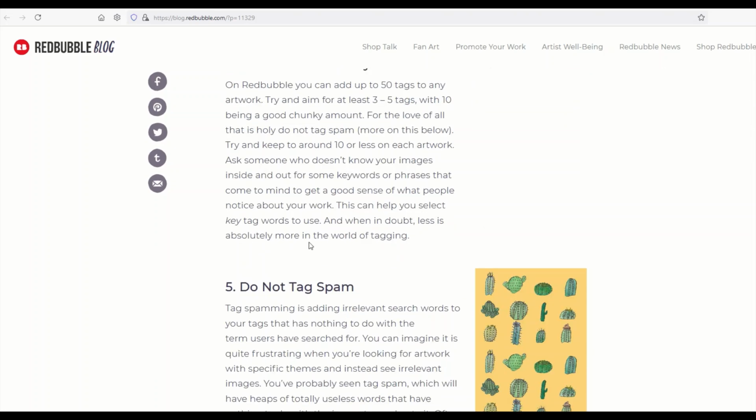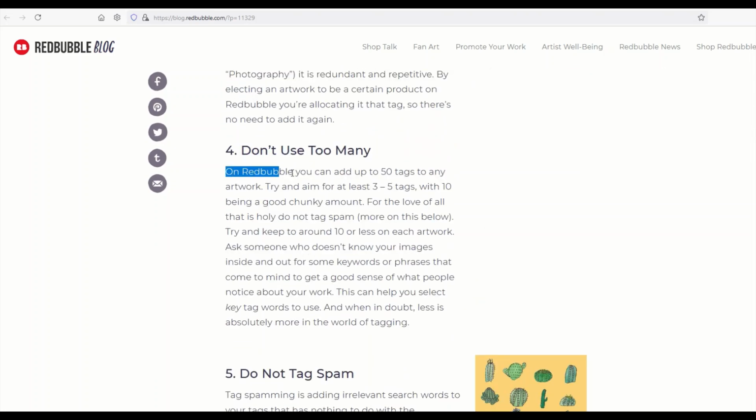And when you scroll on down here, it says don't use too many. On Redbubble, you can add up to 50 tags to any artwork. Sounds great. Try to aim for at least 3 to 5 tags. Like, what? 3 to 5 tags, with 10 being a good amount. And it's like, well, then why do you allow 50 tags? That's the question that the universe has been asking and scratching our heads about for the last 8 years.